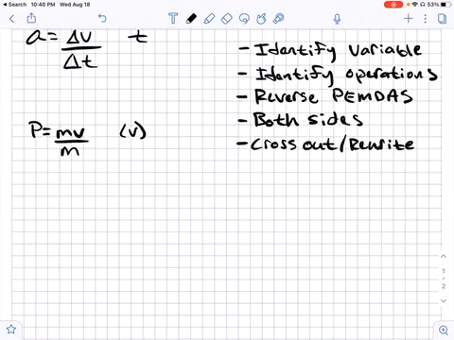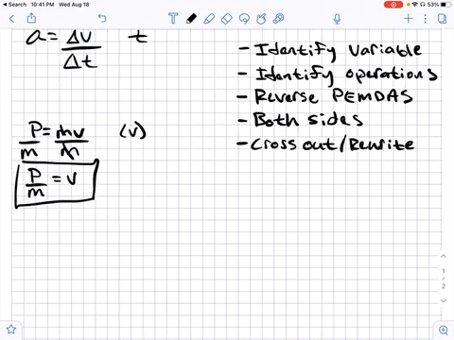But remember, what you do to one side, you have to do to the other. So we're going to divide both sides by m. Let's cross out everything that's canceled, and then we'll rewrite our equation. So if we rewrite it, we'll have P over m is equal to v. And so now we have an equation that has v isolated, and that's what we're looking for. So then we could use that equation to solve for v.